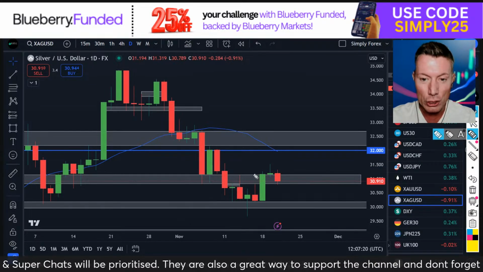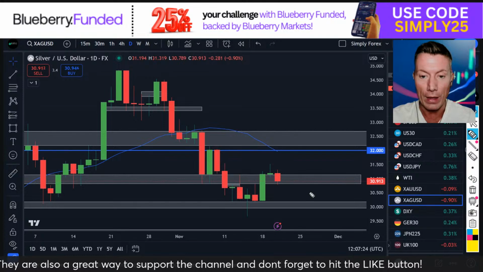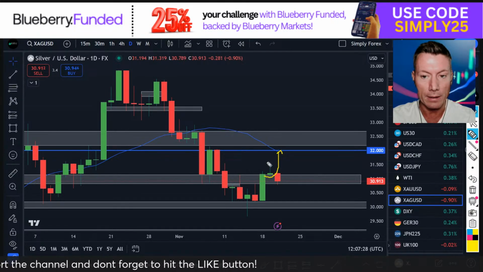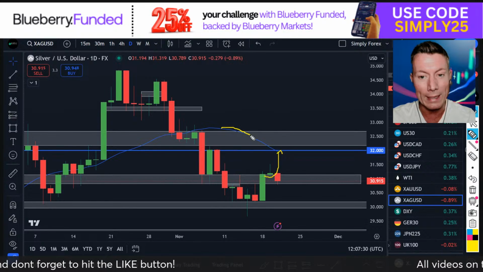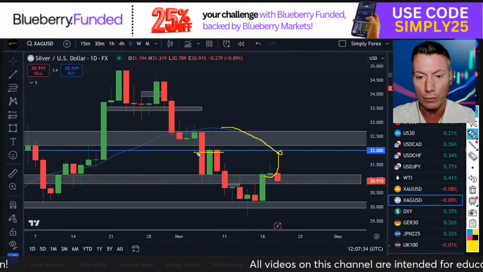So it's just broken this high, and for me, that is a structure break. And all I want to do, guys, is take it up to this level. The moving average 20 is really my moving target, if you like, if not this level here.